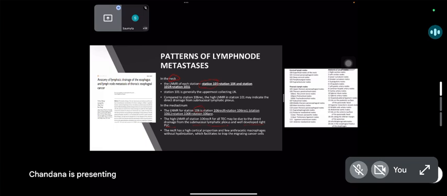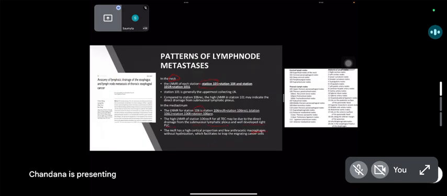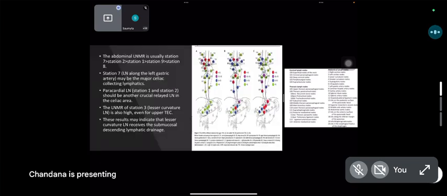The recurrent laryngeal nerve has a high cortical proportion and few macrophages with hyalinization. Okay, all these macrophages are there in the right recurrent laryngeal lymph nodes, which facilitate and trap the migrating cancer cells. Okay. And abdominal lymph node metastasis most commonly occurs in station 7, that is along the left gastric lymph nodes. Okay, and paracardial lymph nodes should be another crucial relay lymph node area also.